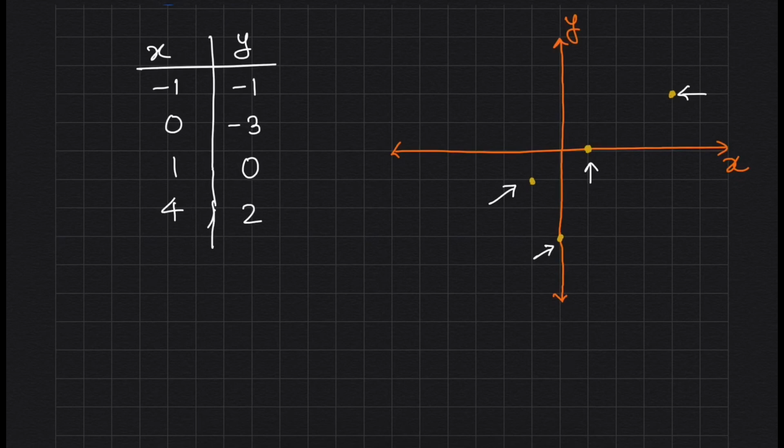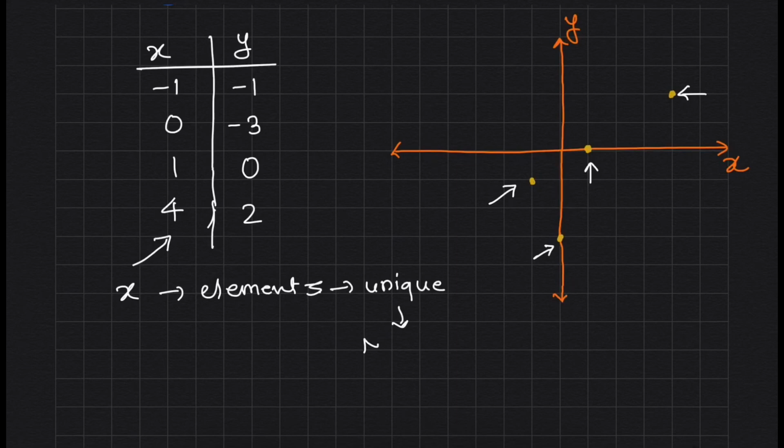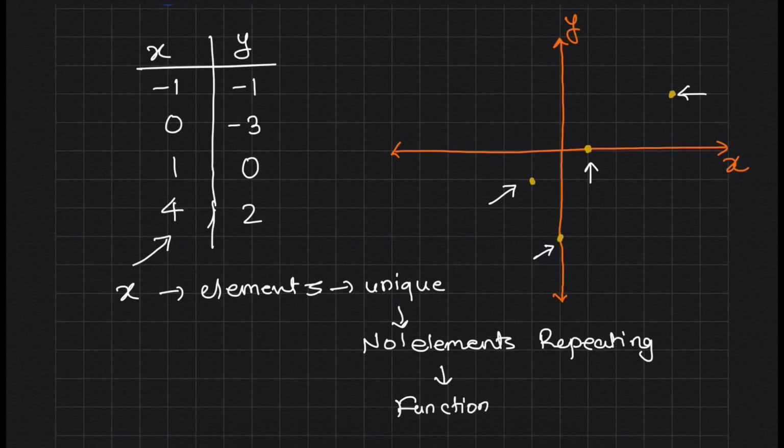So now you see all the X elements are unique, and that's why we can say no elements are repeating, and we can say this relation is a function.